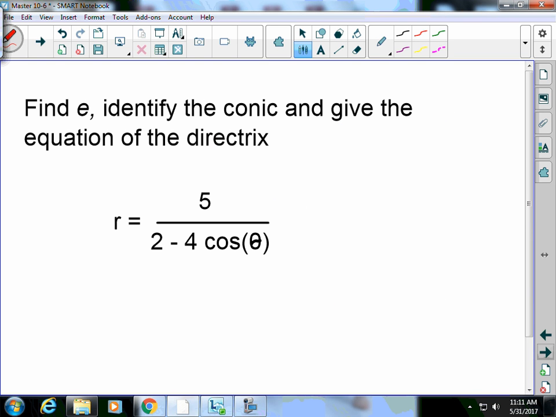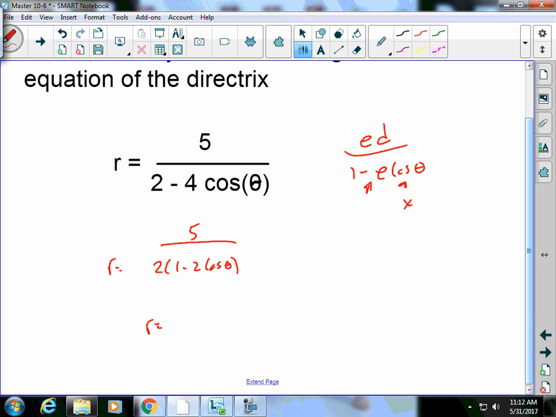Let's get another problem. Again, we want to look at the standard form of this, which is 1 minus E cosine theta. I have a minus, so my directrix will have a negative value. Cosine, which means my directrix will be in terms of x. So I'm going to get this into a standard looking form. Factoring out the 2, I get 1 minus 2 cosine theta. I'll bring that 2 up. 1 minus 2 cosine theta.